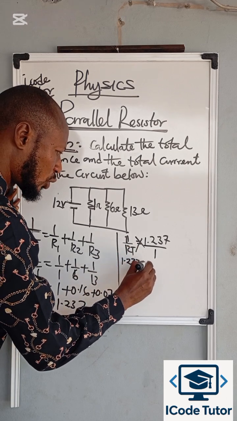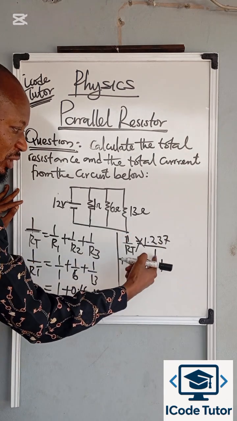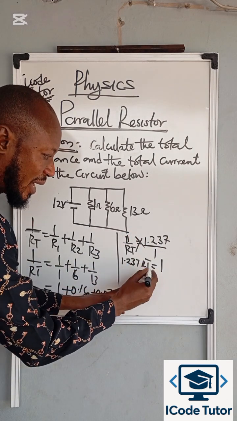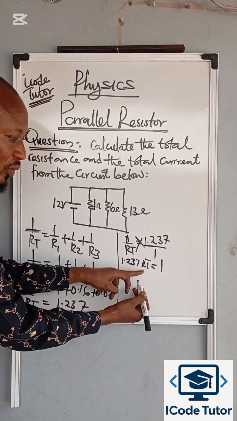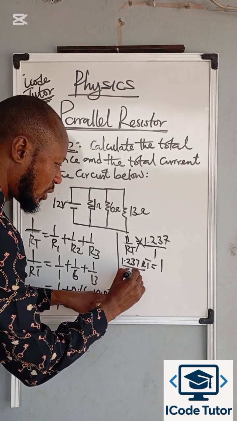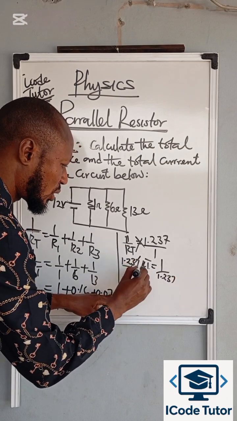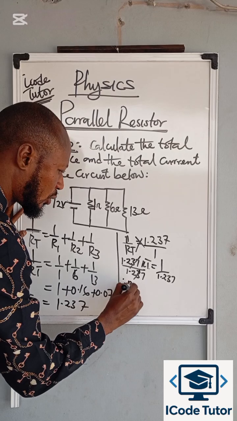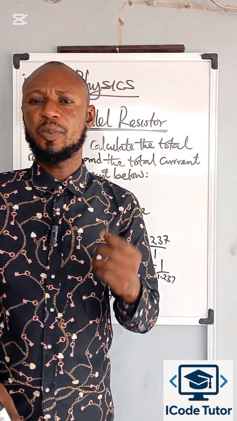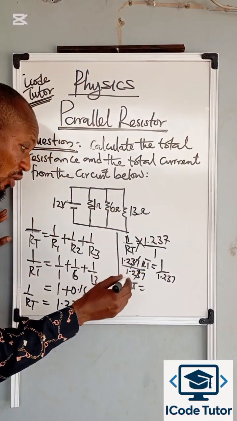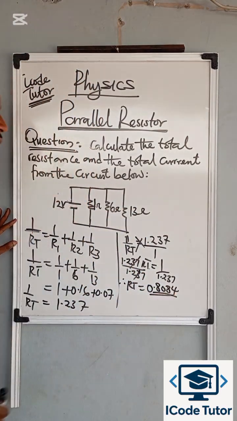This one now will be 1.237 R total equals 1. Since you want to know the value of R total, not 1 over R total, we divide both sides by the coefficient of R total. That means this is 1.237 over 1.237, and this cancels this. Therefore, R total equals 1 divided by 1.237, which will give us 0.8084. That is the total resistance.